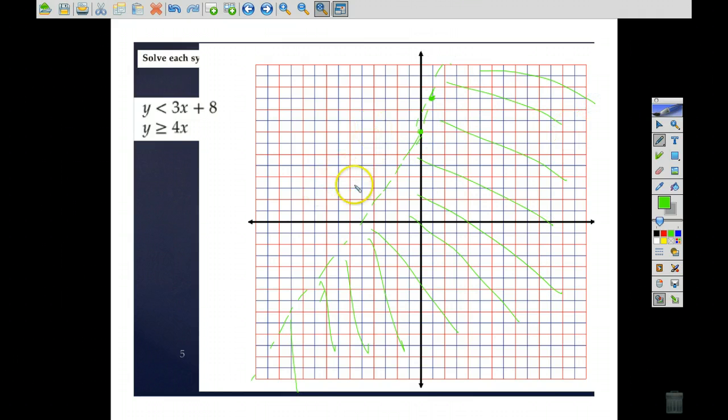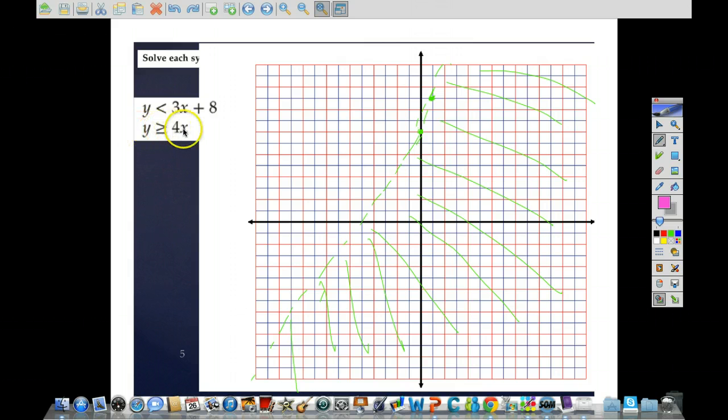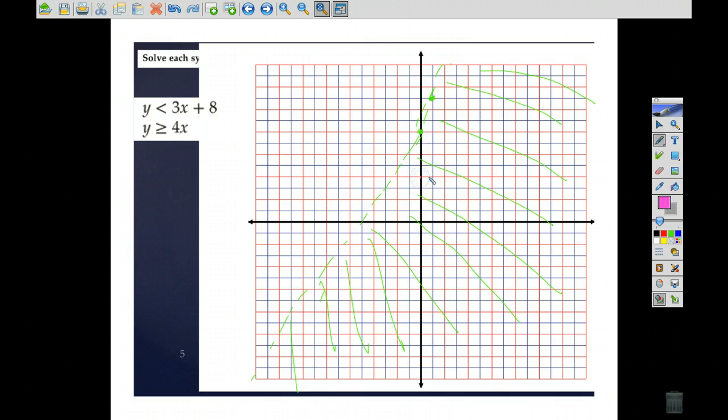Okay, and then your second, let's see if we can pick a different color here. Let's do pink. All right, your second graph, y is greater than or equal to 4x. So it starts at (0, 0) because there's no y-intercept. And rise 4, 1, 2, 3, 4, and run 1.